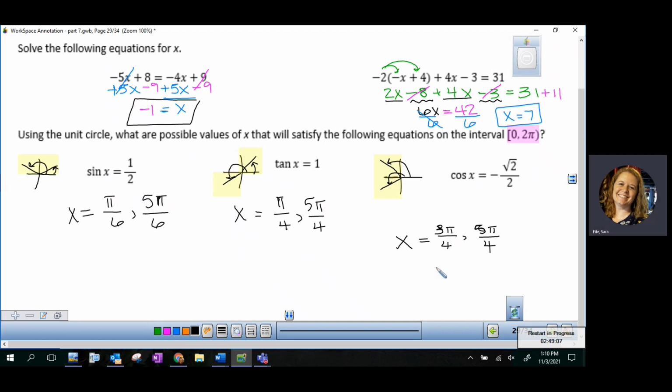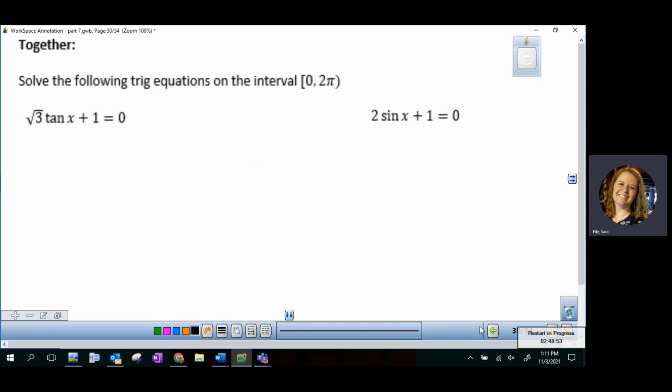All right, now we're going to put those together. We're going to put trig knowledge on the unit circle together with these algebra skills for solving equations. Okay, we're going to have trig equations that we need to solve. Just like if we were solving for x, we're going to isolate the x. We're trying to solve a trig equation, so we're going to isolate the trig function. So I want to get tangent of x all by itself. What am I going to do?